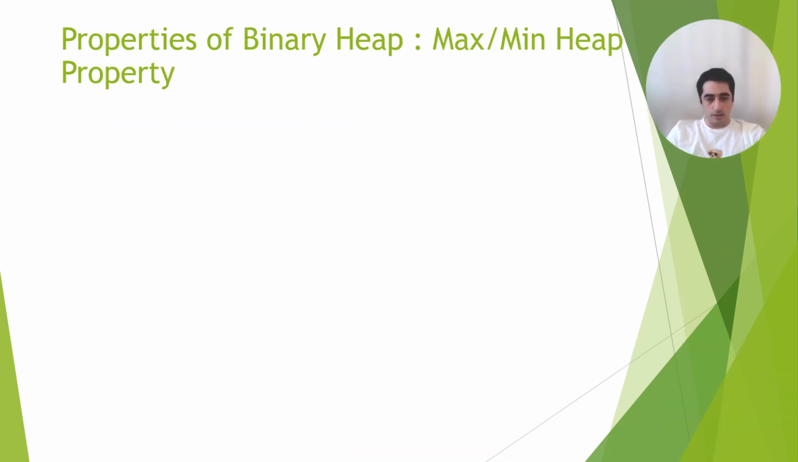Now that we understand the structural property of a binary heap, let's see the second and final property of a binary heap. This property is called the max heap property or min heap property, depending on what type of heap you want to create. If you want to create a max binary heap, which always extracts the maximum for the dequeue operation, then you need to focus on the max heap property. Otherwise, if you want to extract the minimum on a min priority queue, then you need to focus on the min heap property.